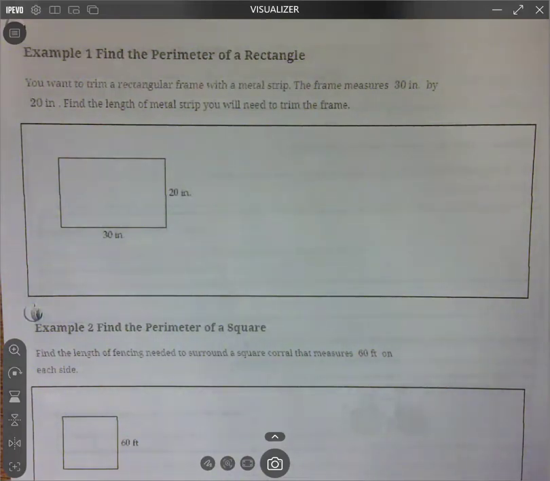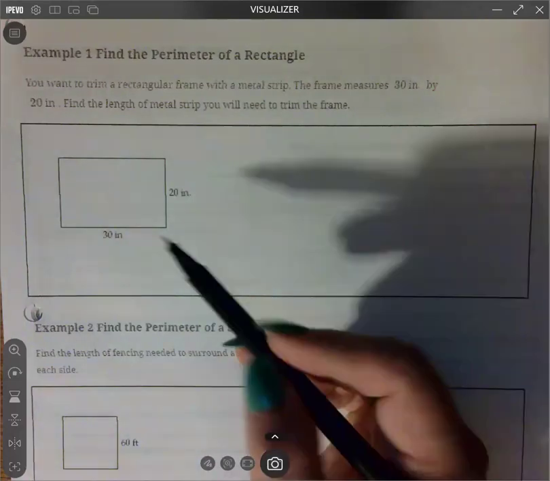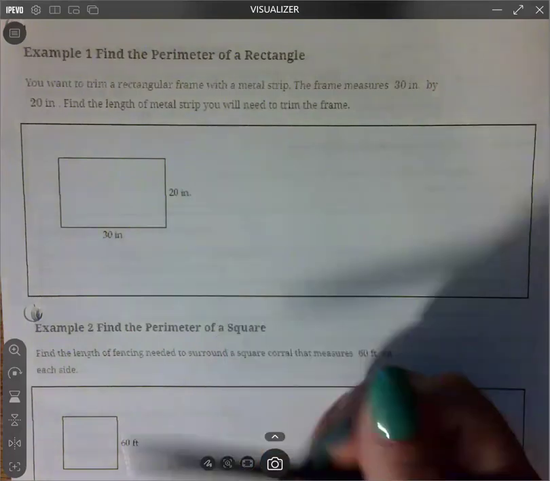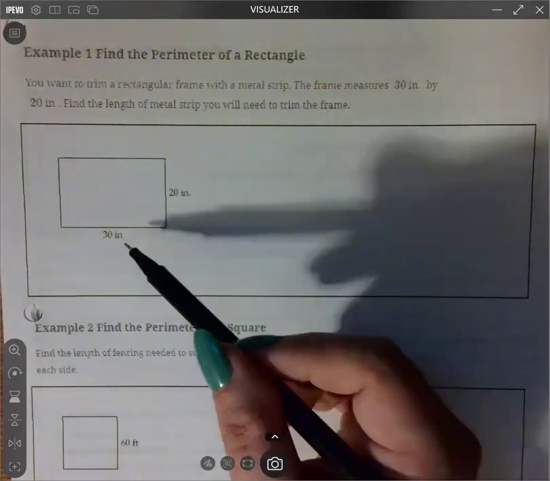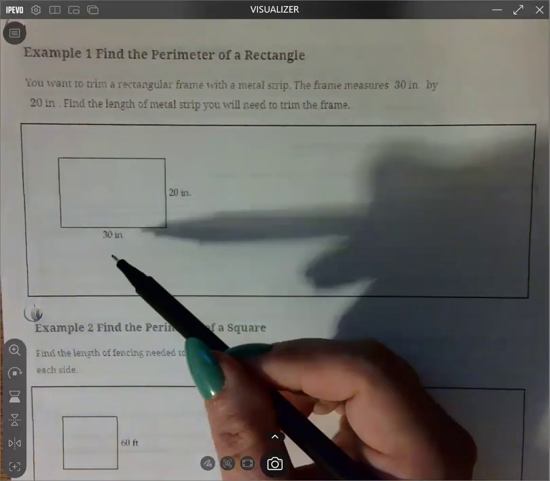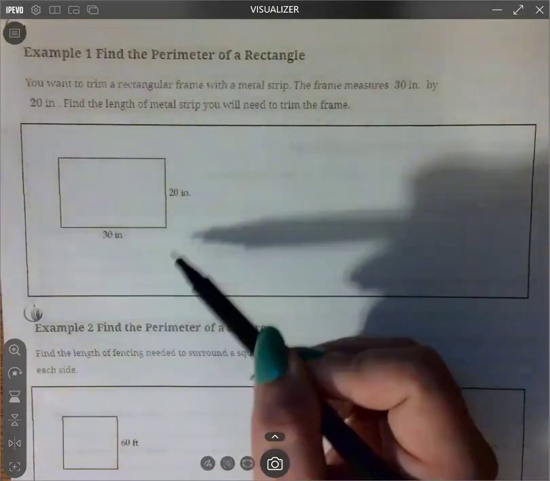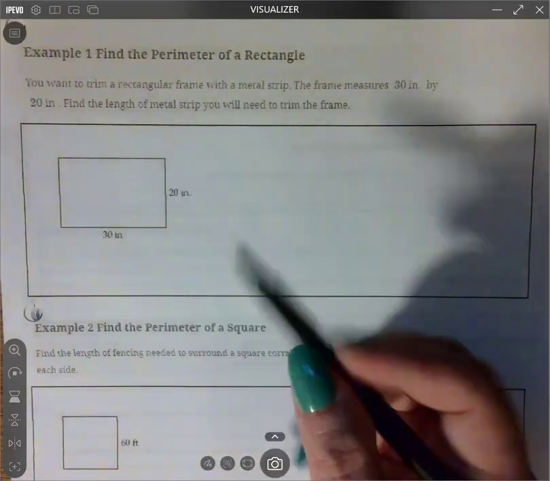It says you want to trim a rectangular frame with a metal strip. The frame measures 30 inches by 20 inches. Find the length of the metal strip that you would need to trim the frame. So there's a rectangle already drawn here for you. So if you take a look, go ahead and draw it on your paper. The length is 30 inches and the width is 20 inches.